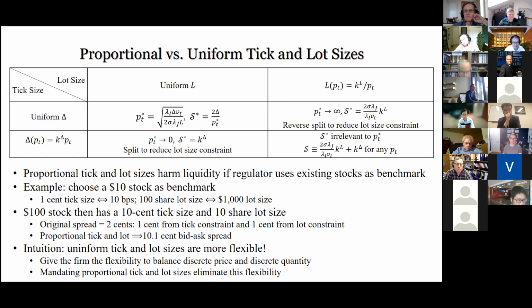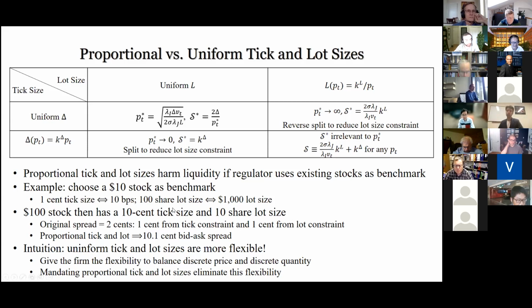If you make this choice, proportional tick and lot, the bid-ask spread becomes 10.1 cents. Why? Because you reduce the lot size constraint, so the lot part will reduce by 10 times, but you increase the tick part. Altogether, it's a 10.1 cent bid-ask spread. Actually, the reverse is true if you do that to $1 stocks. The percentage spread will be the same.